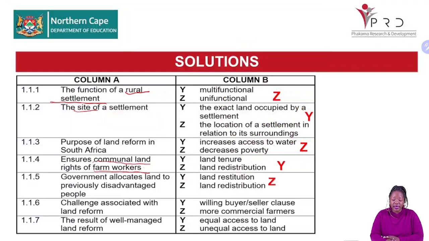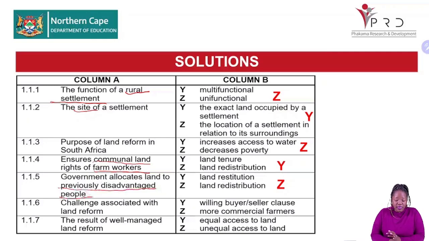We are saying it is Z, which is your land redistribution. Remember, redistribution, the key is previously disadvantaged people. So it falls under the land redistribution.